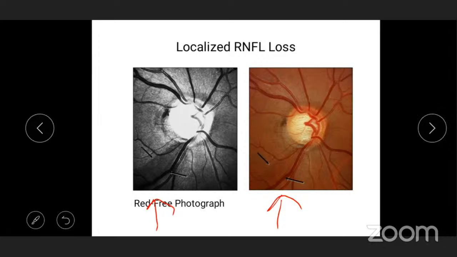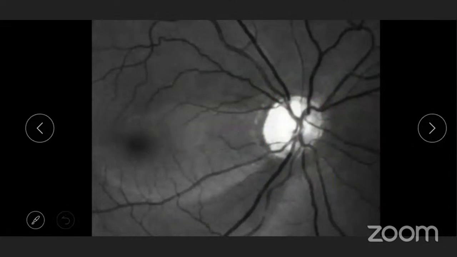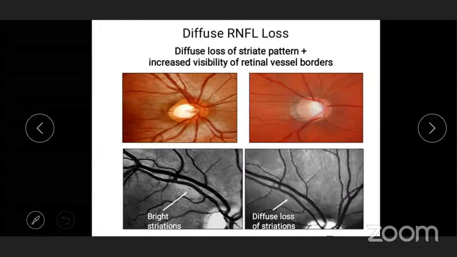So you can have an obvious RNFL defect with the red-free photograph. And look at this, I'll just point out, see, this is the same thing. The inferotemporal wedge shape defect in another patient, very well seen with the red-free photograph or the red-free filter. So the diffuse RNFL loss, then once you have a sector defect, in contrast, you can see it nicely, which I showed you in the previous slide.